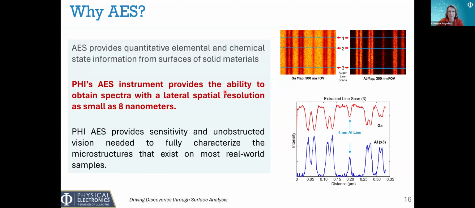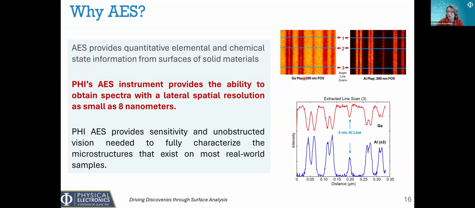Now let's talk about Auger. Auger is a technique that also provides elemental and chemical state information. Chemical state information is more limited and requires standards, more than in XPS. The power of Auger is, of course, in the lateral resolution. We can obtain spectra and images with as small as 8 nanometers.